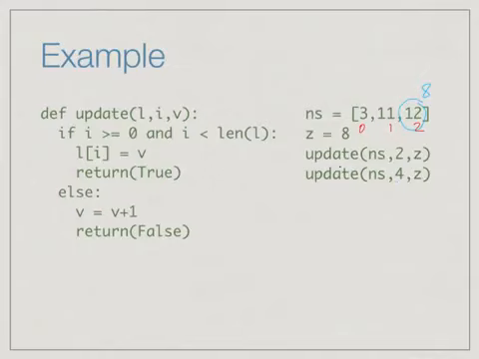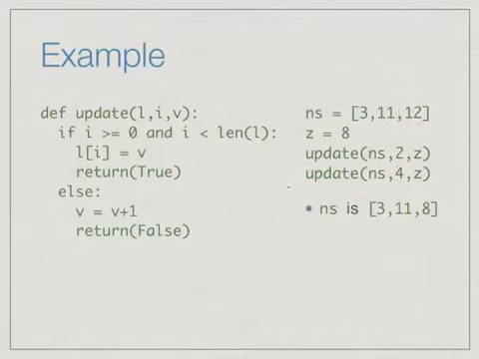Now as we saw, if the index is 4, then this if will fail. So it will instead go here. So this won't work, and it will go here. And what will happen inside the code is that v will be incremented. Now v has been copied from z. The question is, what happens to z?